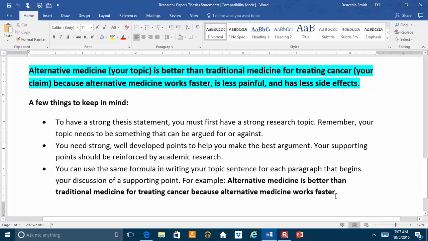That's one topic sentence. Then we can take the next two or three paragraphs to explain that and make that argument. When we're ready to move to the next point, we could say alternative medicine is better than traditional medicine for treating cancer because alternative medicine is less painful. Then we can begin to talk about that. The same thing with the third point: alternative medicine is better than traditional medicine for treating cancer because alternative medicine has less side effects. So we can pull from our thesis statement to write every single topic sentence that will introduce the specific point we're trying to make in our essay.